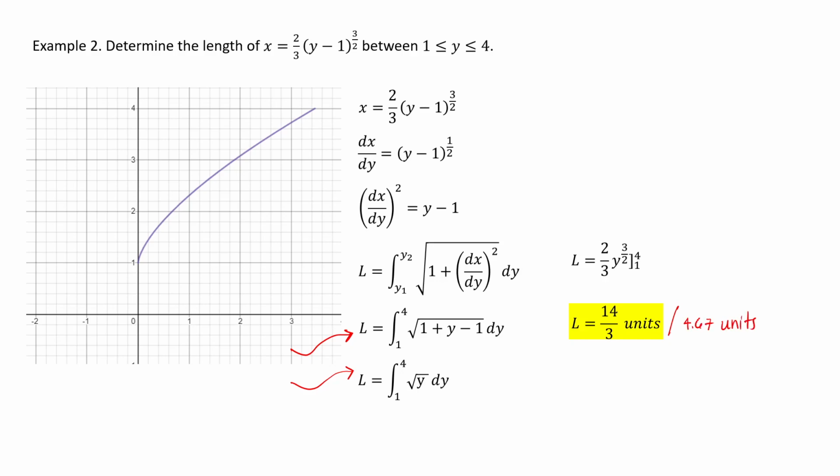So again, don't forget the family name of the answer: units, square units, cubic units, depending on the application that you're going to solve. Volume is cubic units. Area, surface area, as long as it's area, it's square units. Distance, length, any one-dimensional measurement, that is units.